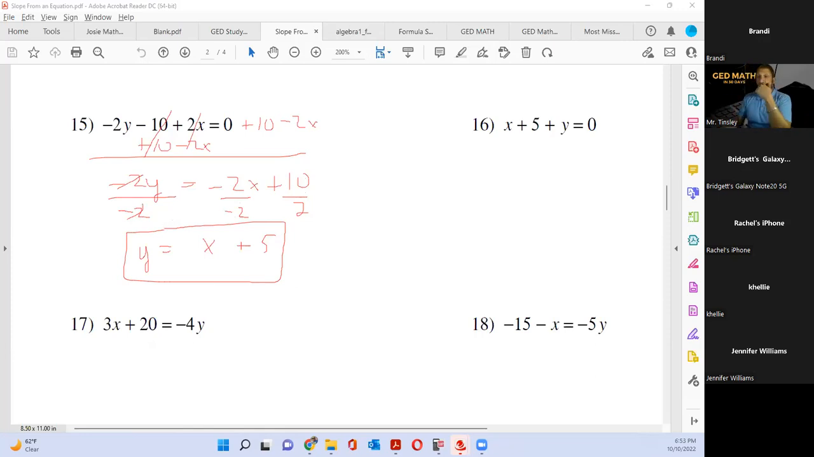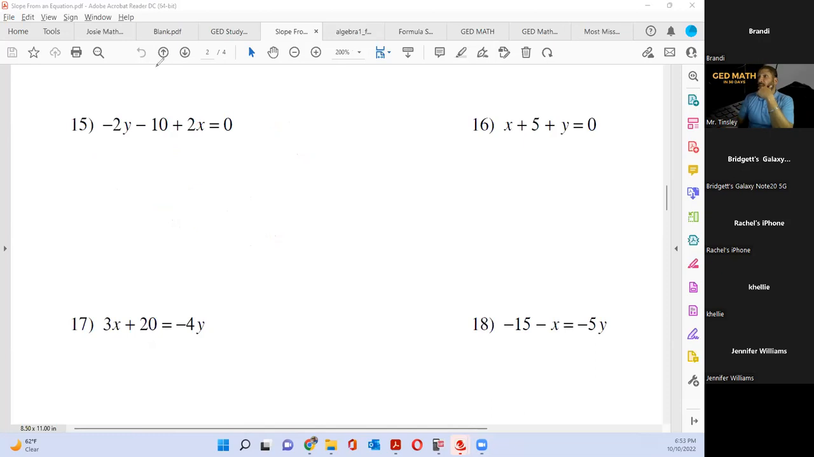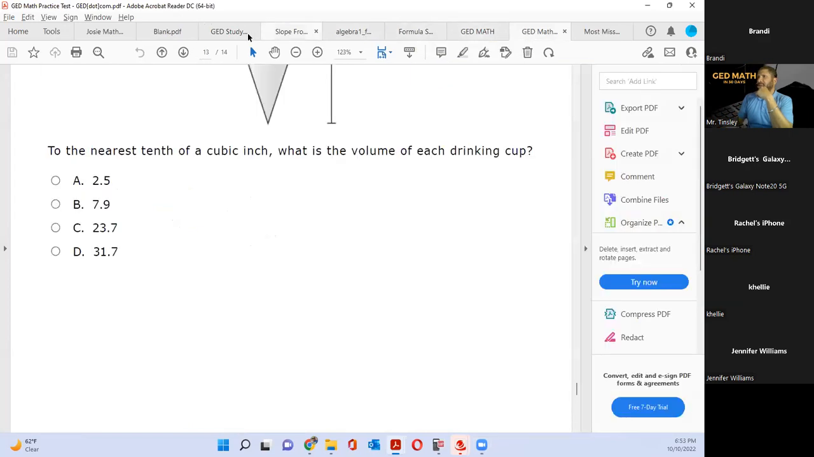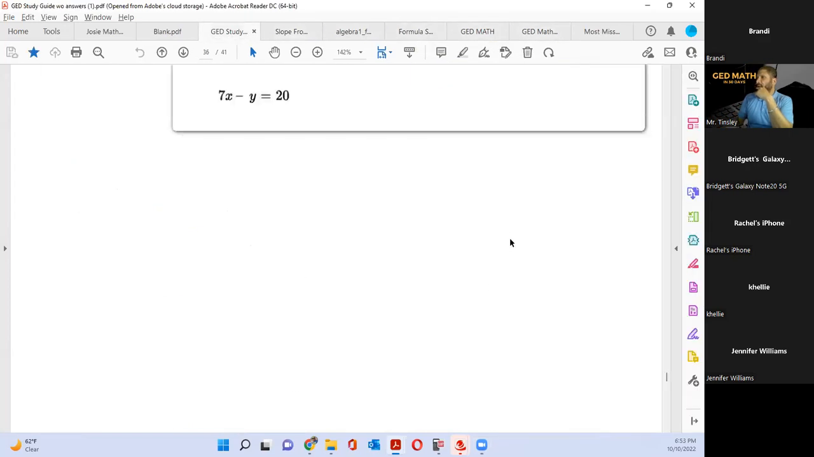This is considered a difficult problem. So they're going to give you a problem like this, study guide. Let me see the study guide. Where are you? Is it there? No, is it there? There we go. They're going to give you a problem like this.